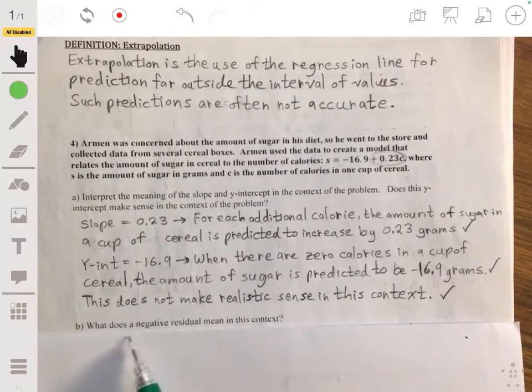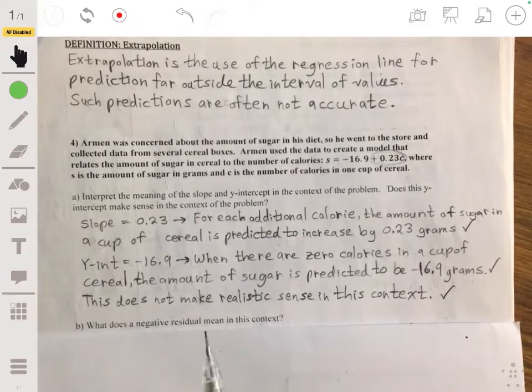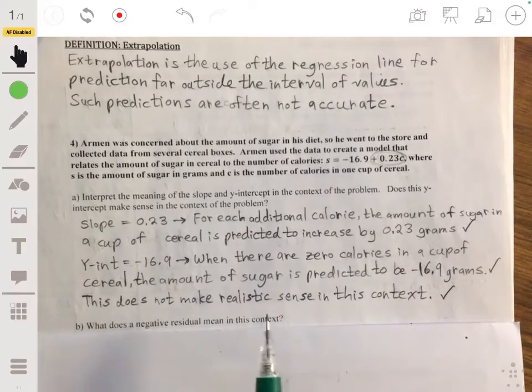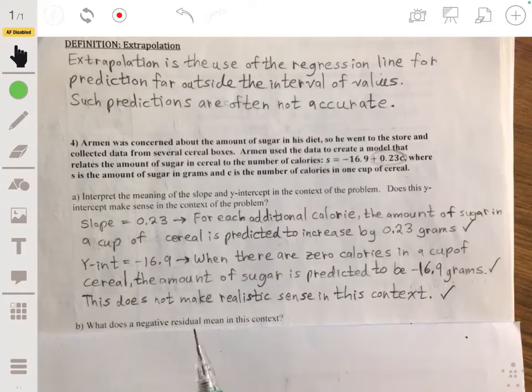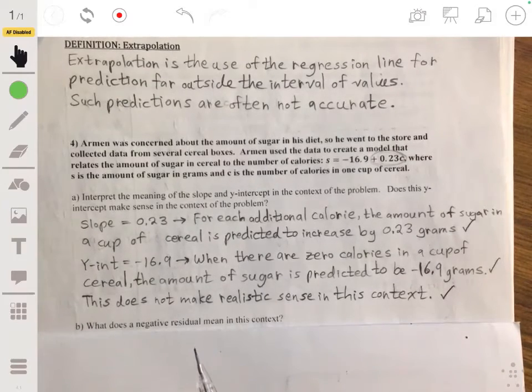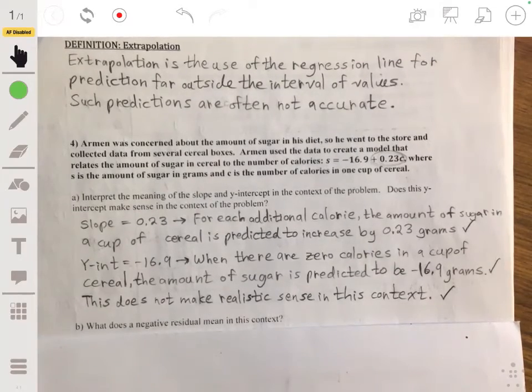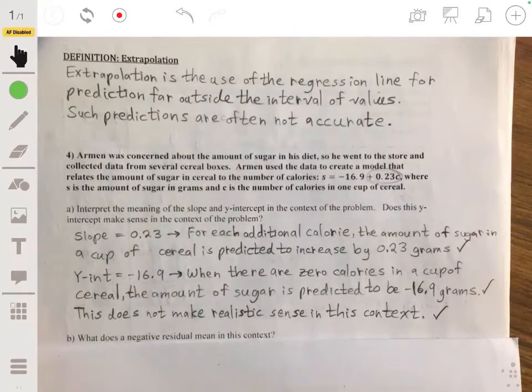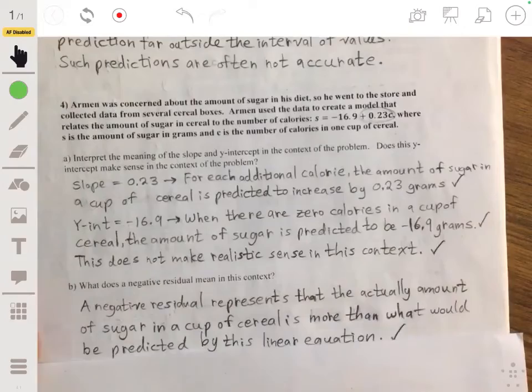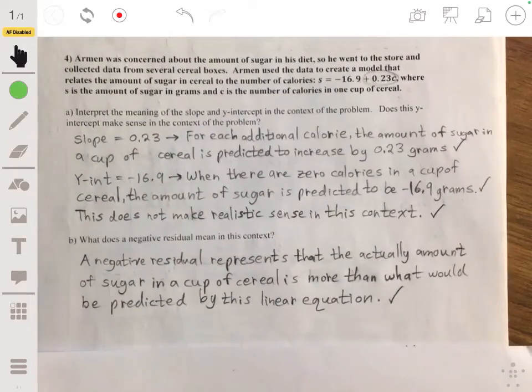And now, question B: what does a negative residual mean in this context? Remember, residuals are values that tell you how off your predictions are. You can either overpredict or underpredict. When the residual is positive, it means that you predicted over. If the residual is negative, that means that you underpredicted. So in this case, we would have had a guess that was less than the actual value. That means the actual amount is more, and our guess would be less than the true value. It would be an underprediction.